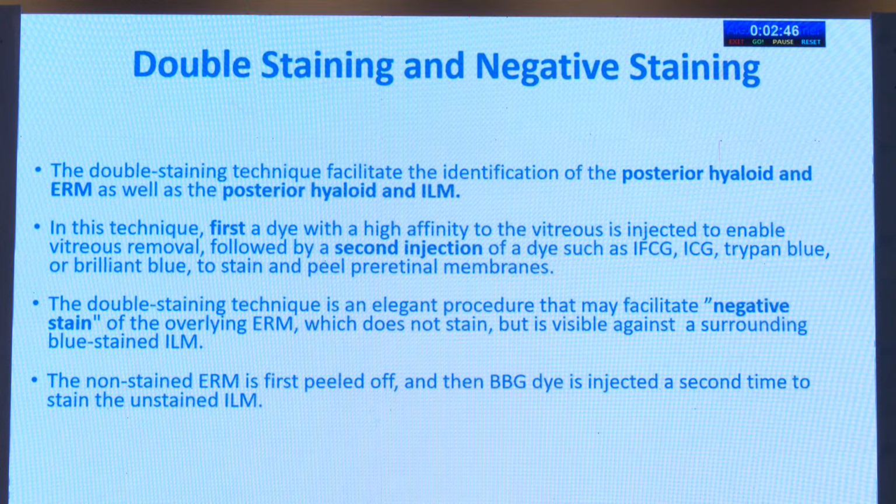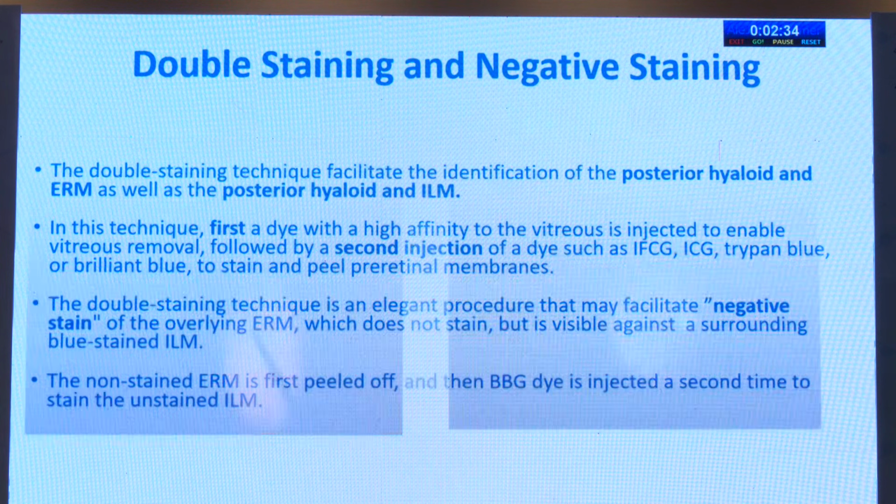A word about negative staining and double staining. Negative staining is nothing but first you stain the ERM, leaving behind the ILM. Double staining is nothing but we stain the vitreous and the ERM, and then we stain the ILM.